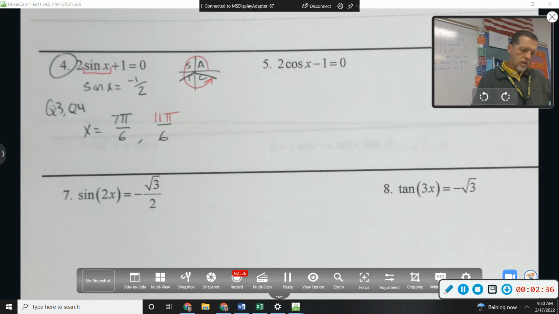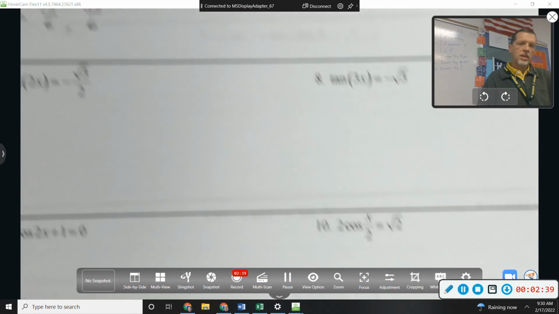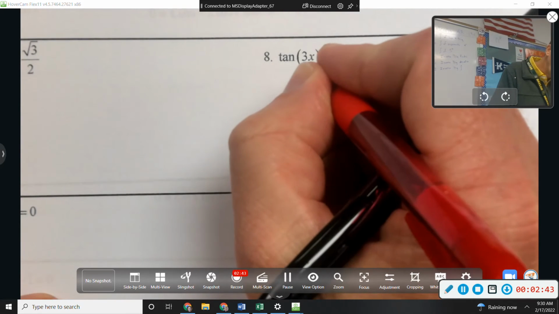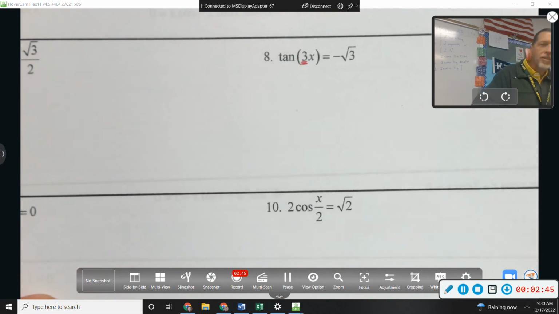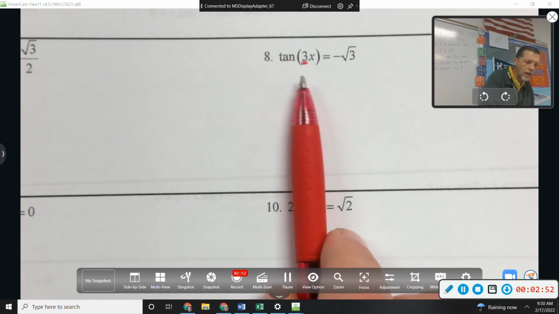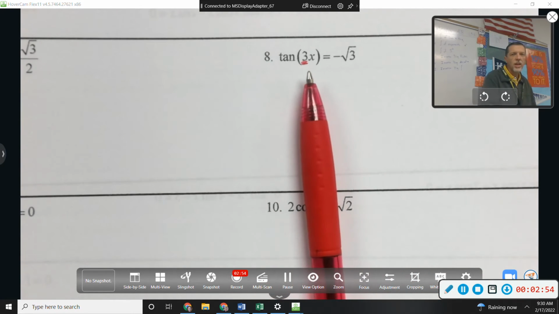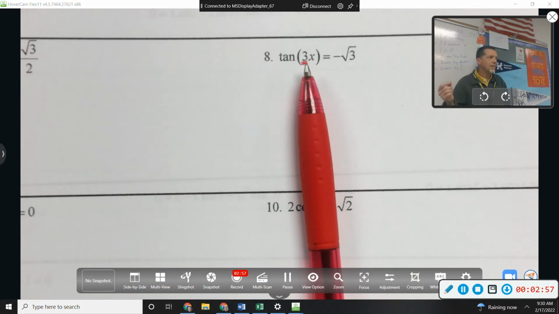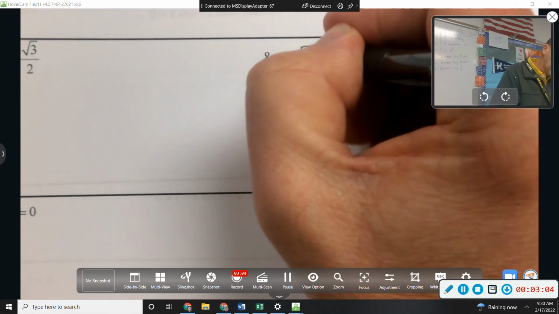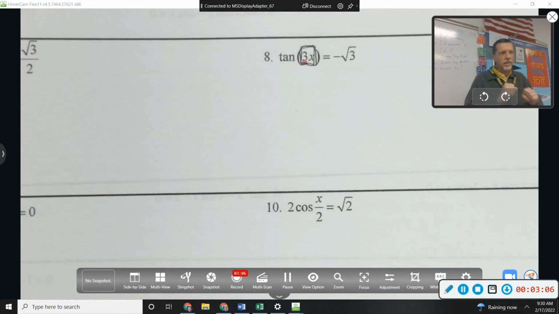All right, let's look at number 8, because number 8's got an extra 3 in there. I guess the big question is, when do we handle that coefficient 3? Like at the beginning or at the end? At the end. So we pretend that that's just one thing, 3x. 3x kind of goes together. We'll fix it at the end.